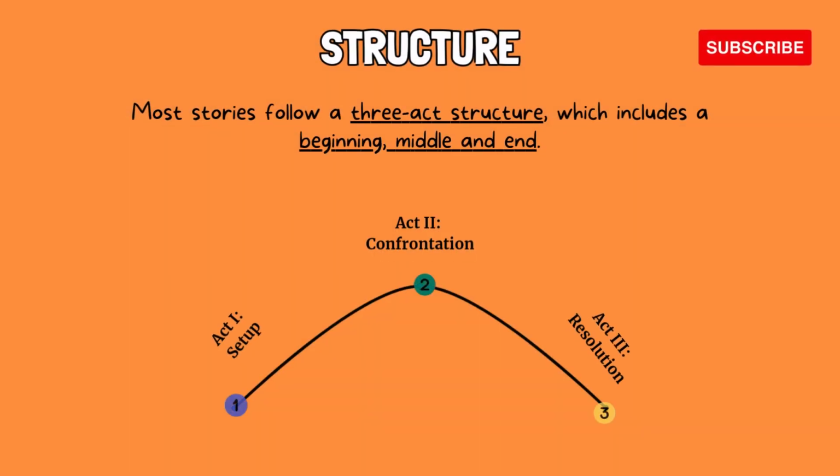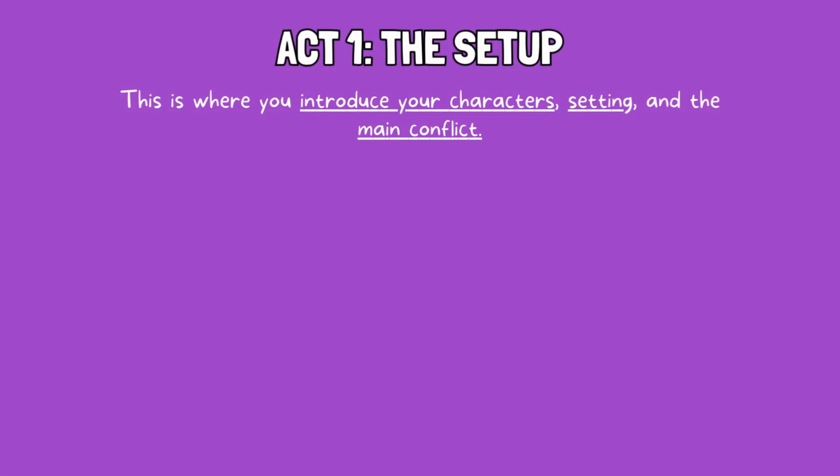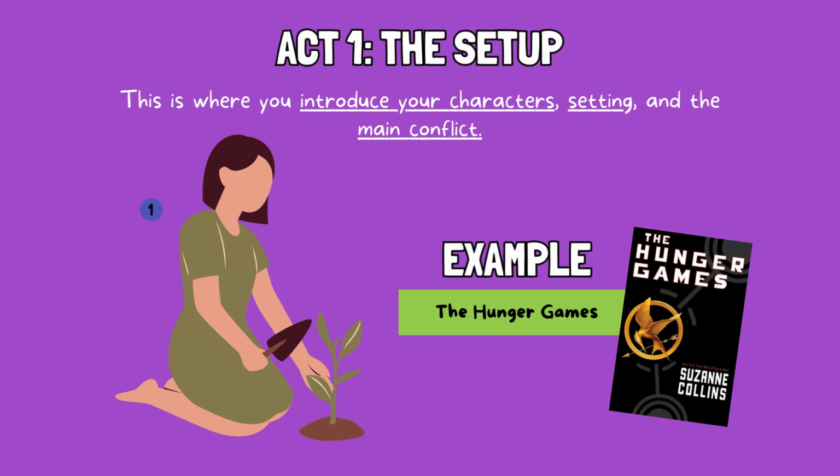Most stories follow a three-act structure, which is another way the rule of three plays out in writing. Here's how it works. Act 1, the setup. This is where you introduce your characters, setting, and the main conflict. For example, in The Hunger Games, this act focuses on Katniss volunteering for her sister and preparing for the games.